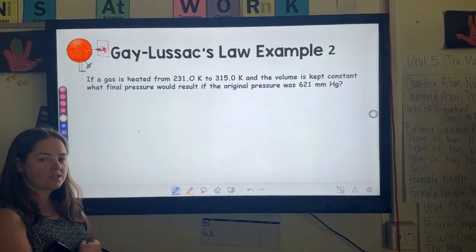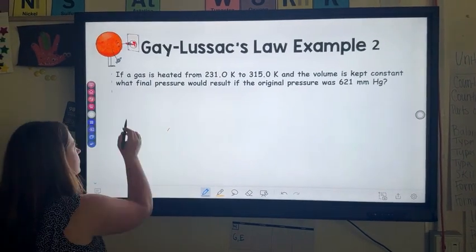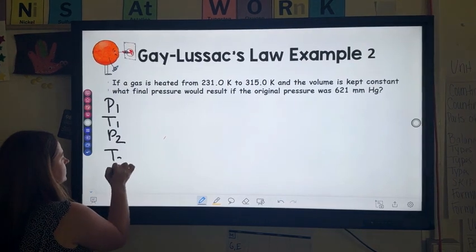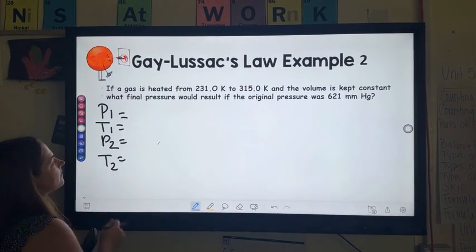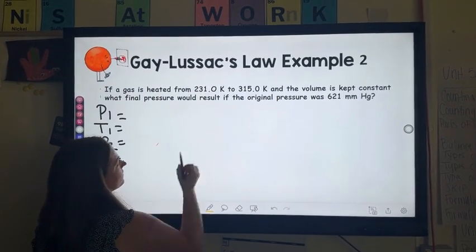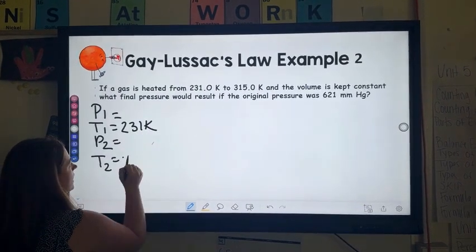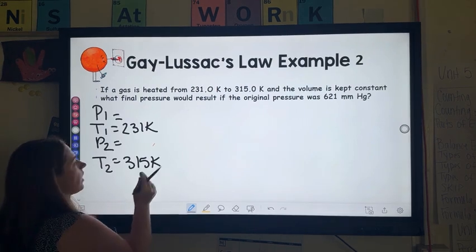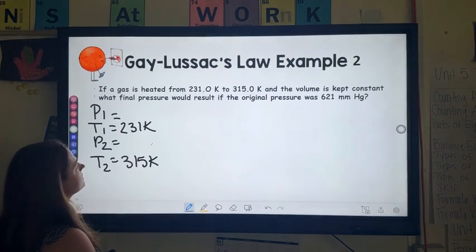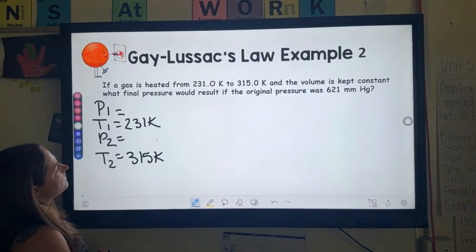Let's try another Gay-Lussac example. Once again, it's Gay-Lussac, so we know our variables are pressure and temperature. We can make our list: P1, T1, P2, and T2. Okay? So it says if a gas is heated from 231 degrees Kelvin to 315. So we know those are our temperatures. So 231 Kelvin and 315 Kelvin. They're already in Kelvin, so we don't need to add 273. And the volume is kept constant, so it's not in this problem. It says what final pressure would result.